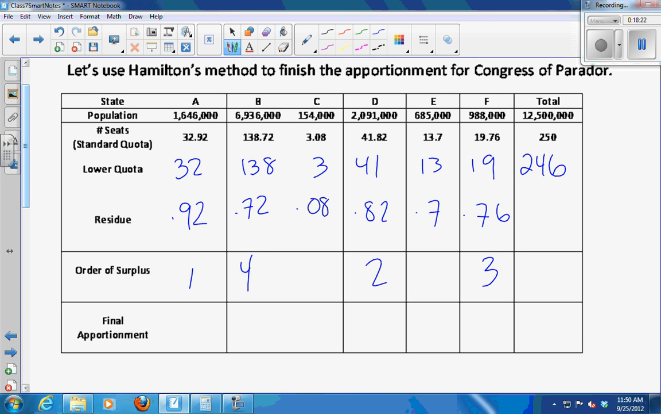So do you want 1, 2, 3, 4 there? It doesn't matter. You can just put check marks, or 1, 1, 1, 1. Yeah, because that can be confusing. I don't want you to think that you're giving them that many seats.